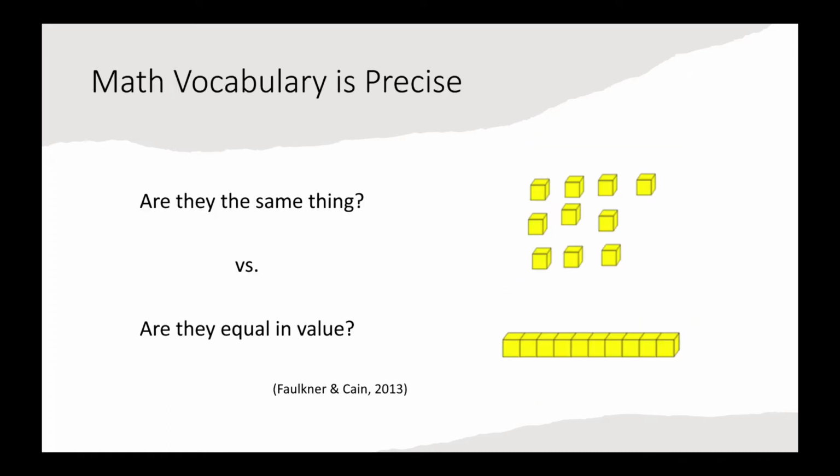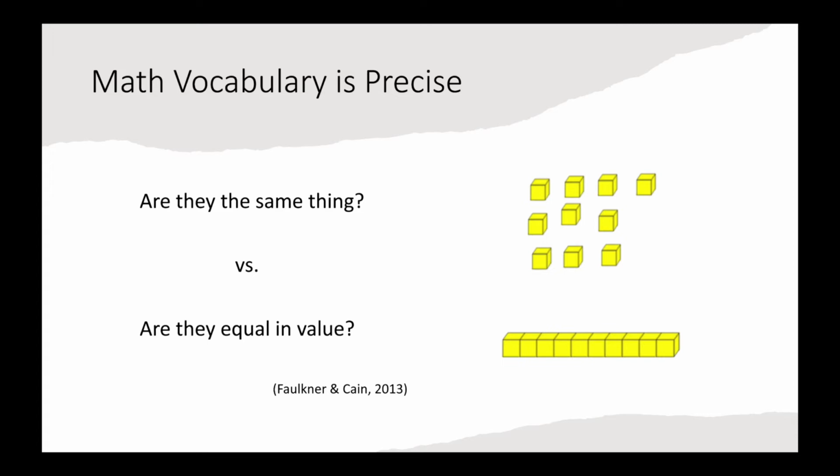Math vocabulary and math language is very precise, and when we teach kids about the nuance of this precise vocabulary, we're helping them create deeper understandings of math. So let's take a look at this example of 10 units and a line of 10, a rod of 10. If you asked a student, are they the same thing?